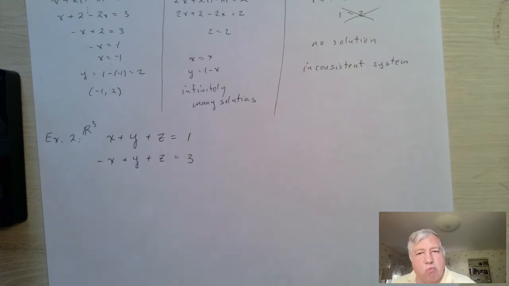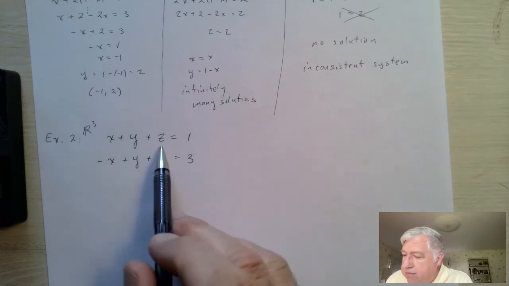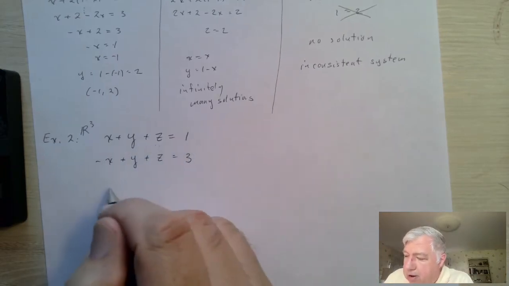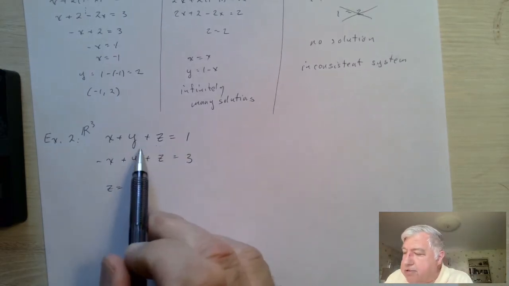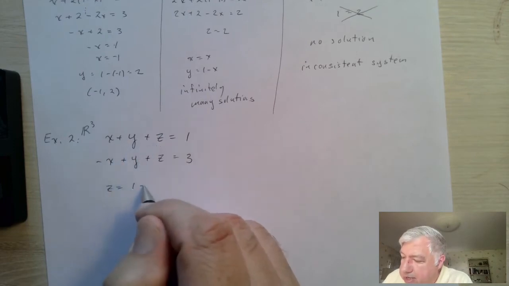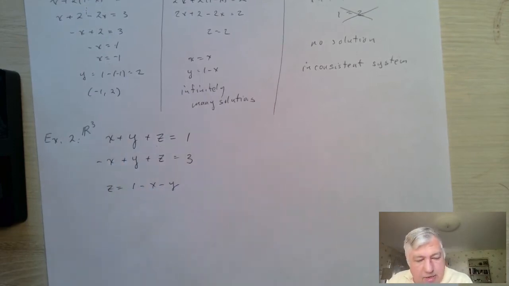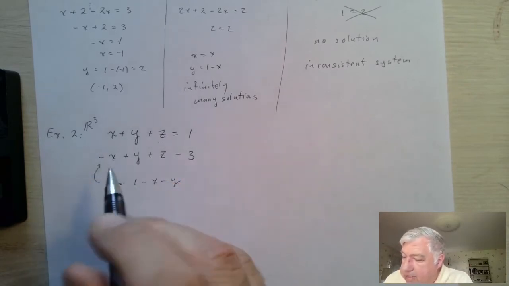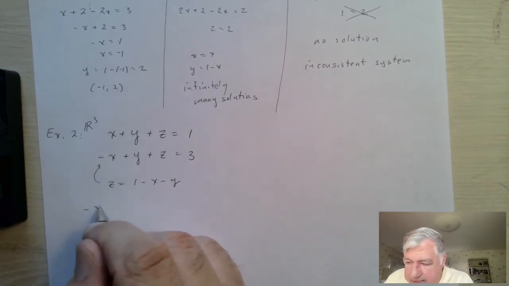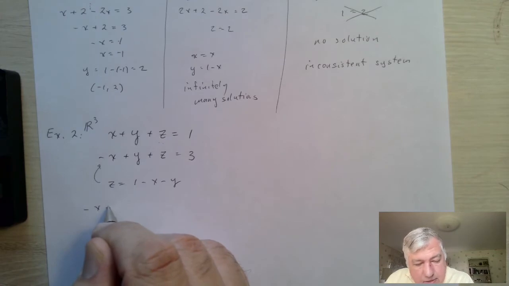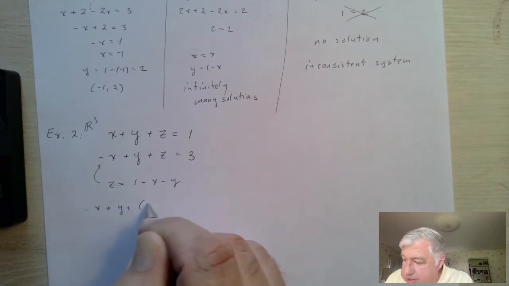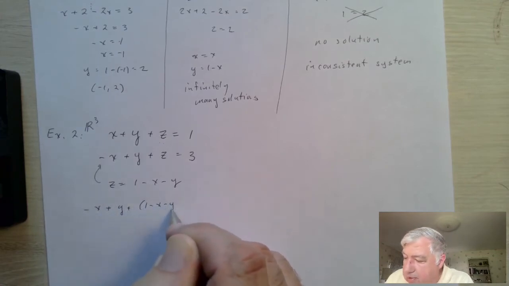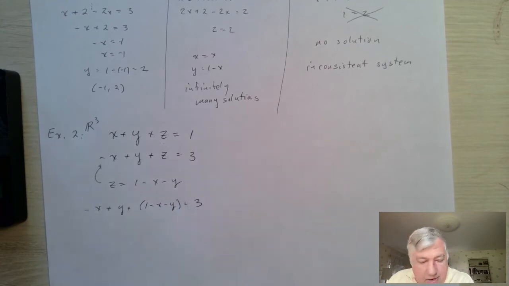We can write one variable in terms of the other. I'm just going to pick z with this first equation. Subtracting x and y from both sides, z is 1 minus x minus y. And then we can plug that in here. Then we get minus x plus y plus z, which is 1 minus x minus y, is equal to 3.